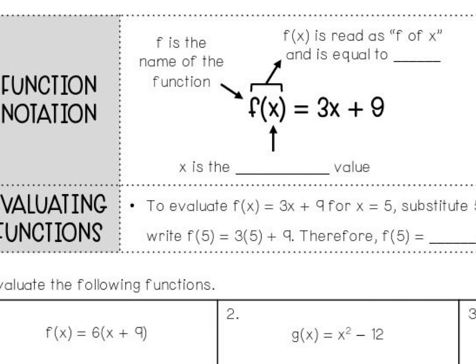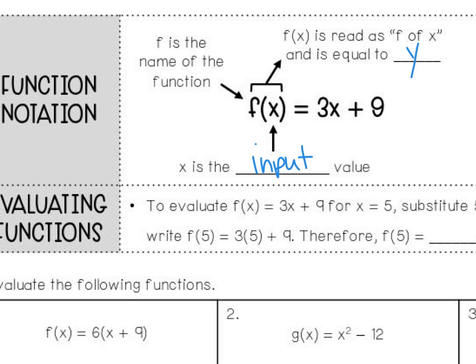All right, let's identify a couple of things. F is the name of the function, or G or H or whatever letter they give you. F of X, F parentheses X is read as F of X and is equal to what? Y. It is equal to Y. X is the input value, okay?